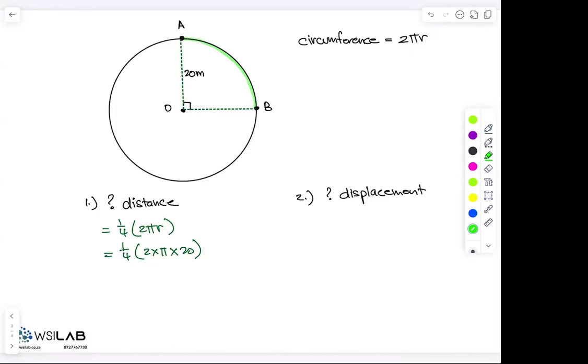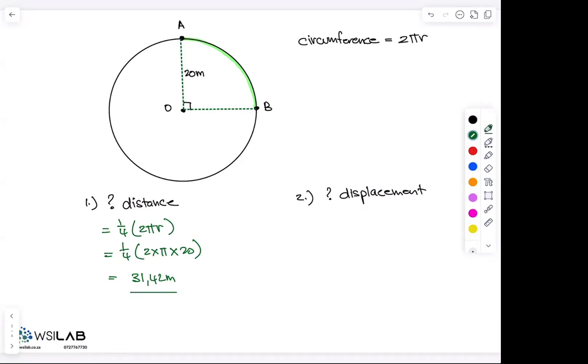What answer did you get? 31.4. Rounded. It's actually 31.42. Yeah, but I rounded it off. If I round it off, I get 31.42 meters. It's 31.4159. That 5 makes the 1 a 2.